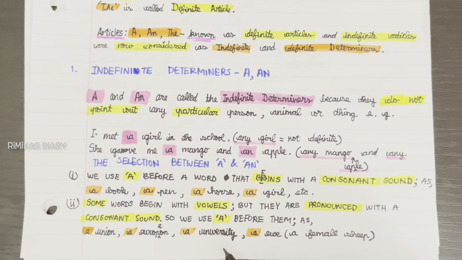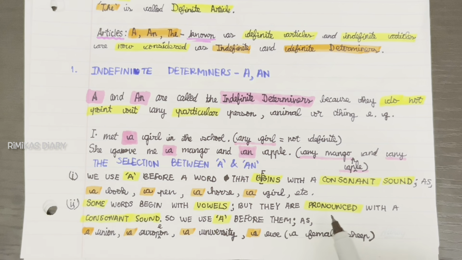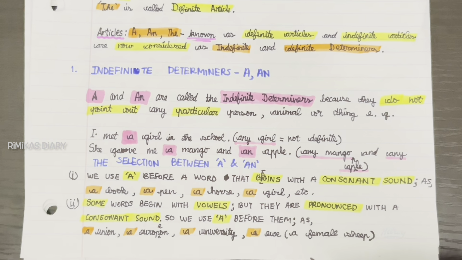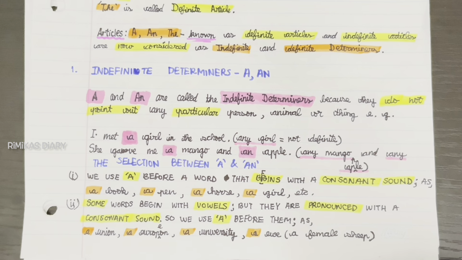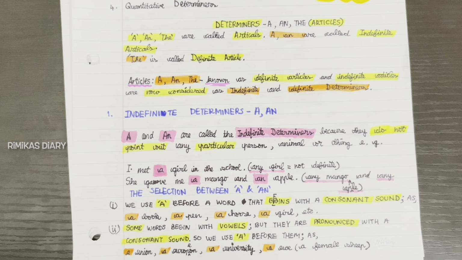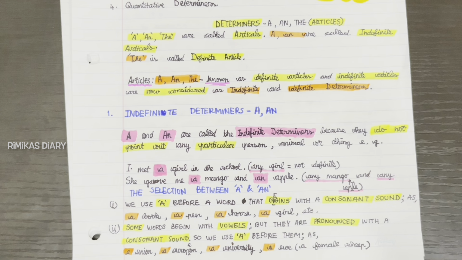Some words begin with vowels, but they're pronounced with a consonant sound. So we use a before them. Some words begin with vowels, but the sound of those vowels sounds like consonants. So we use a at the beginning. For example, a union, a European, a university, a ewe. A ewe means a female sheep. These words begin with vowels, but their sounds are like consonants.